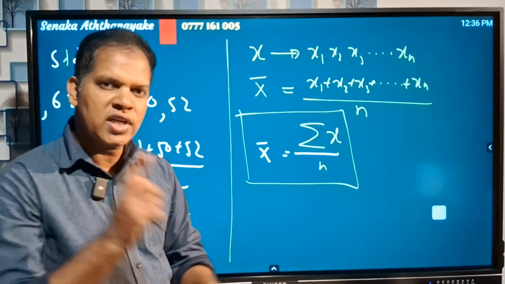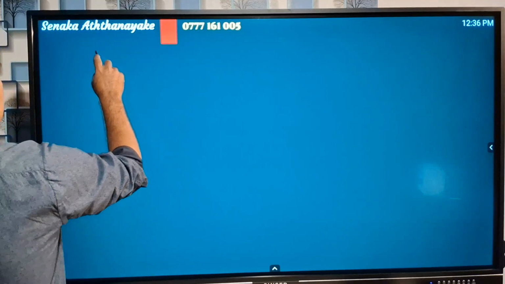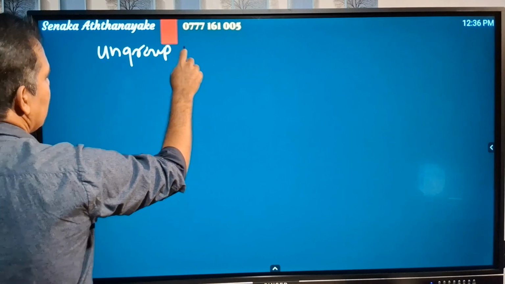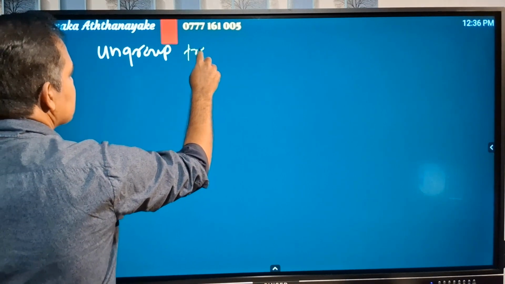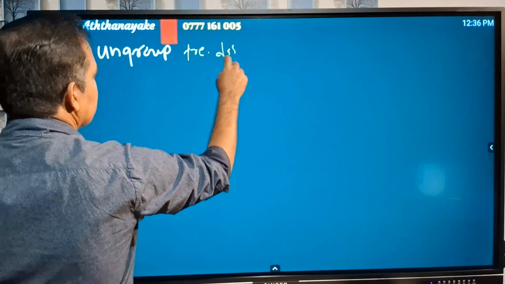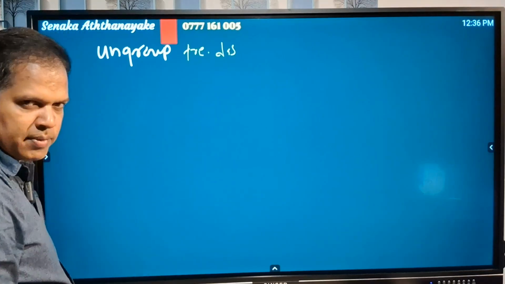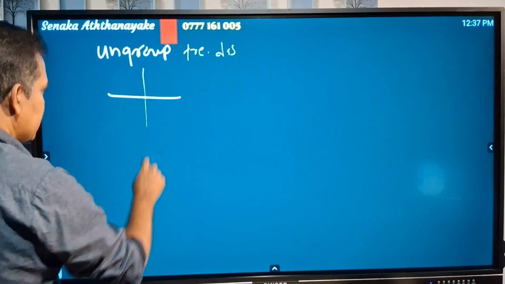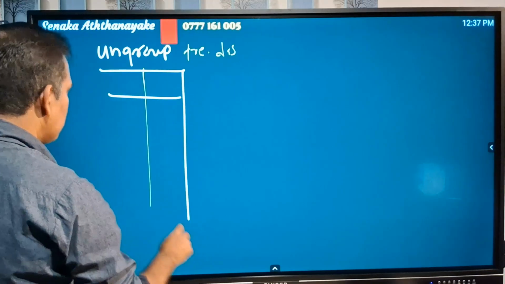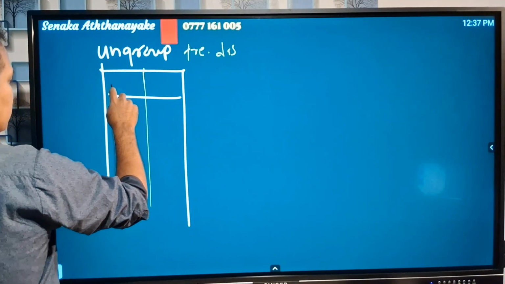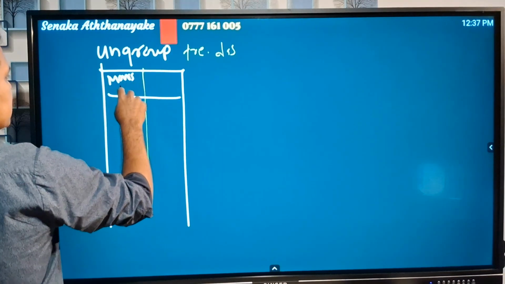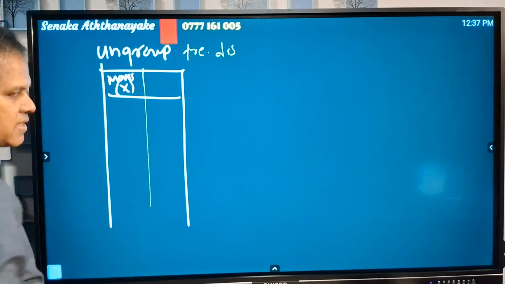Okay, let's move to the second example. I'll consider an ungrouped frequency distribution. What is an ungrouped frequency distribution? I will show using an example. This is my ungrouped frequency distribution. This column shows the marks of these students, that is the variable, x.